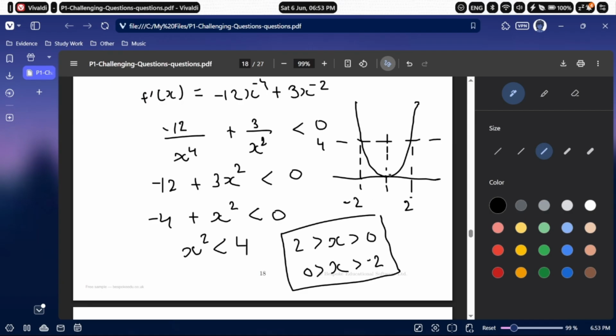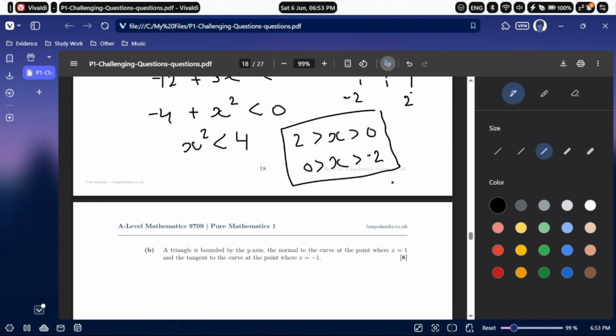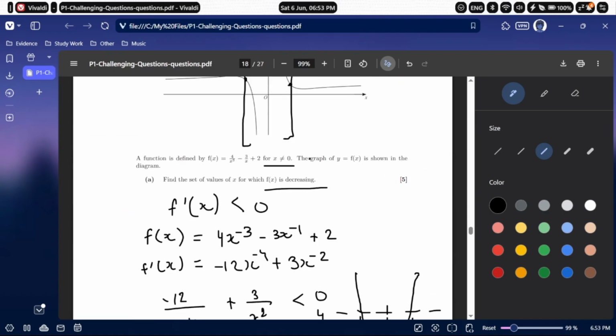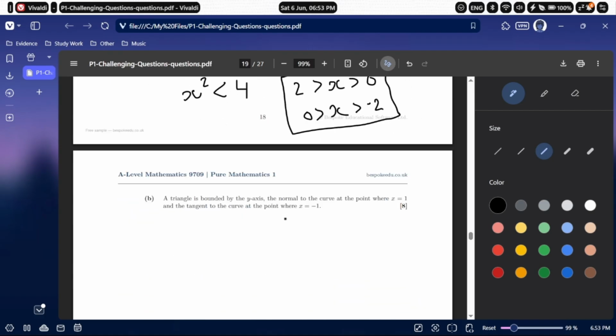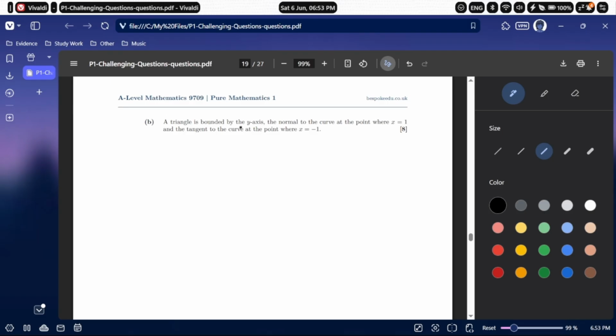Is that correct? Yeah, less than 0 and greater than -2. Okay, so that's pretty much it for this part. Now we come to a really interesting one.